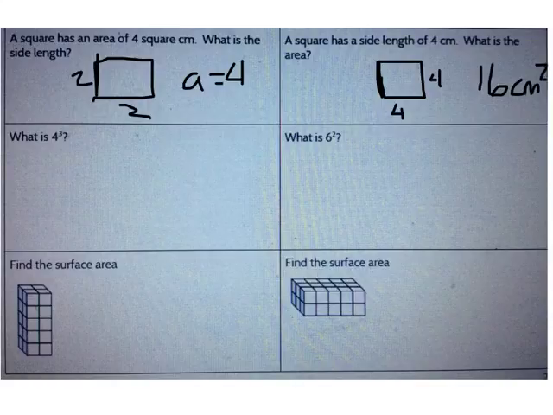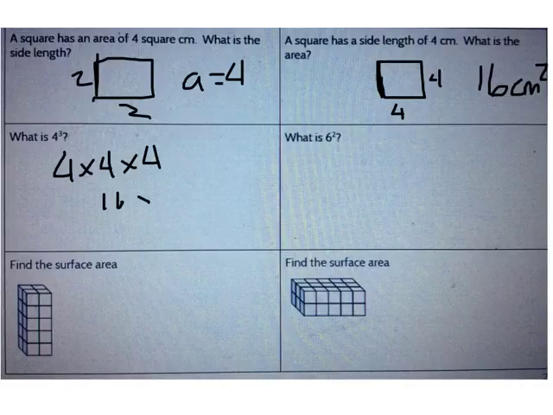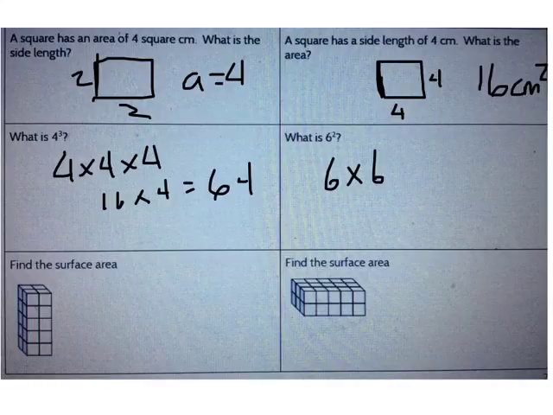What is 4 to the third power? First, what multiplication problem does 4 to the third power, or 4 cubed, represent? It represents 4 times 4 times 4. Now solve. What's 4 to the third power? 4 times 4 is 16. 16 times 4 is 64. What is 6 to the second power, or 6 squared? First, what multiplication problem is represented by 6 squared? 6 times 6. 6 times 6 is 36.